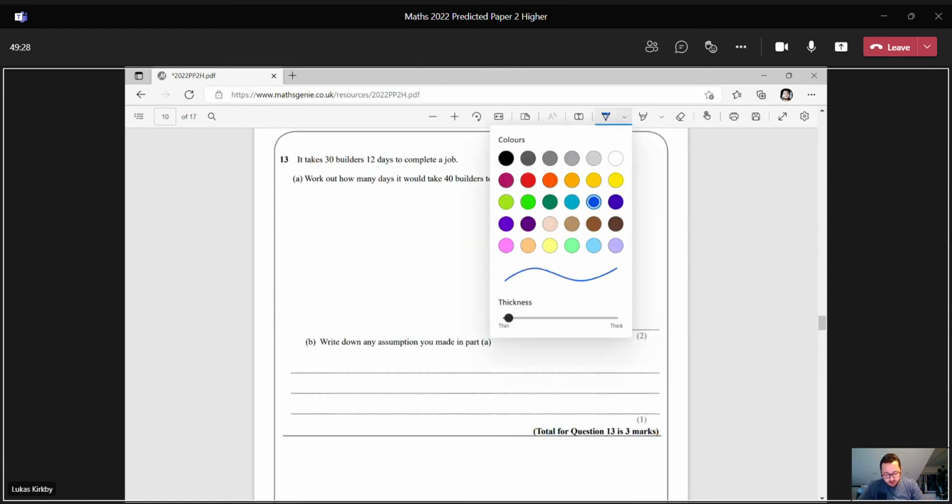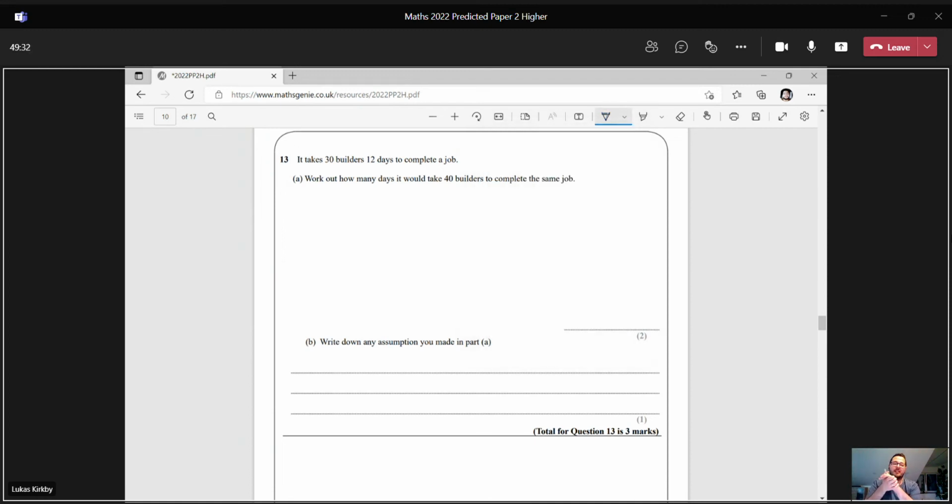Okay, so number 13. It takes 30 builders 12 days to complete a job, and we want to work out how many days it would take 40 builders to complete the same job. So we've got 30 builders is 12 days, and we want to see what 40 builders would do in terms of days.